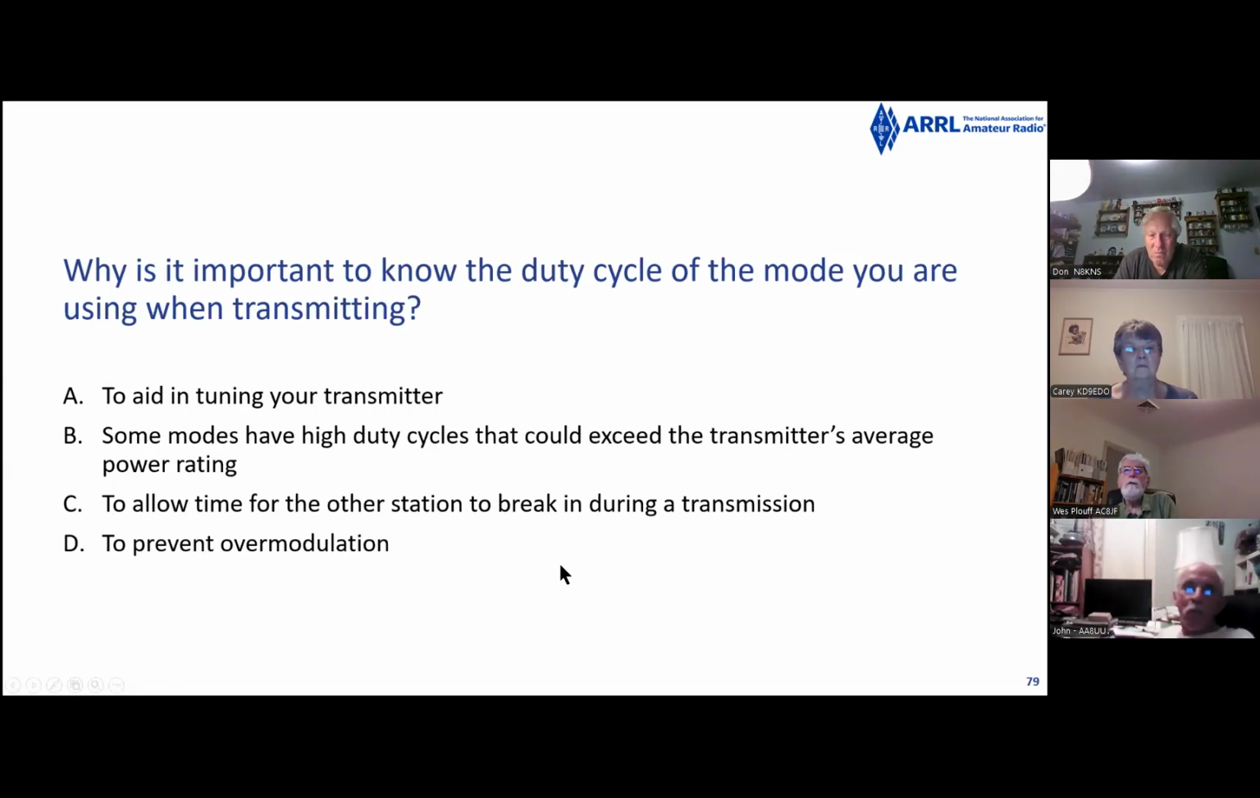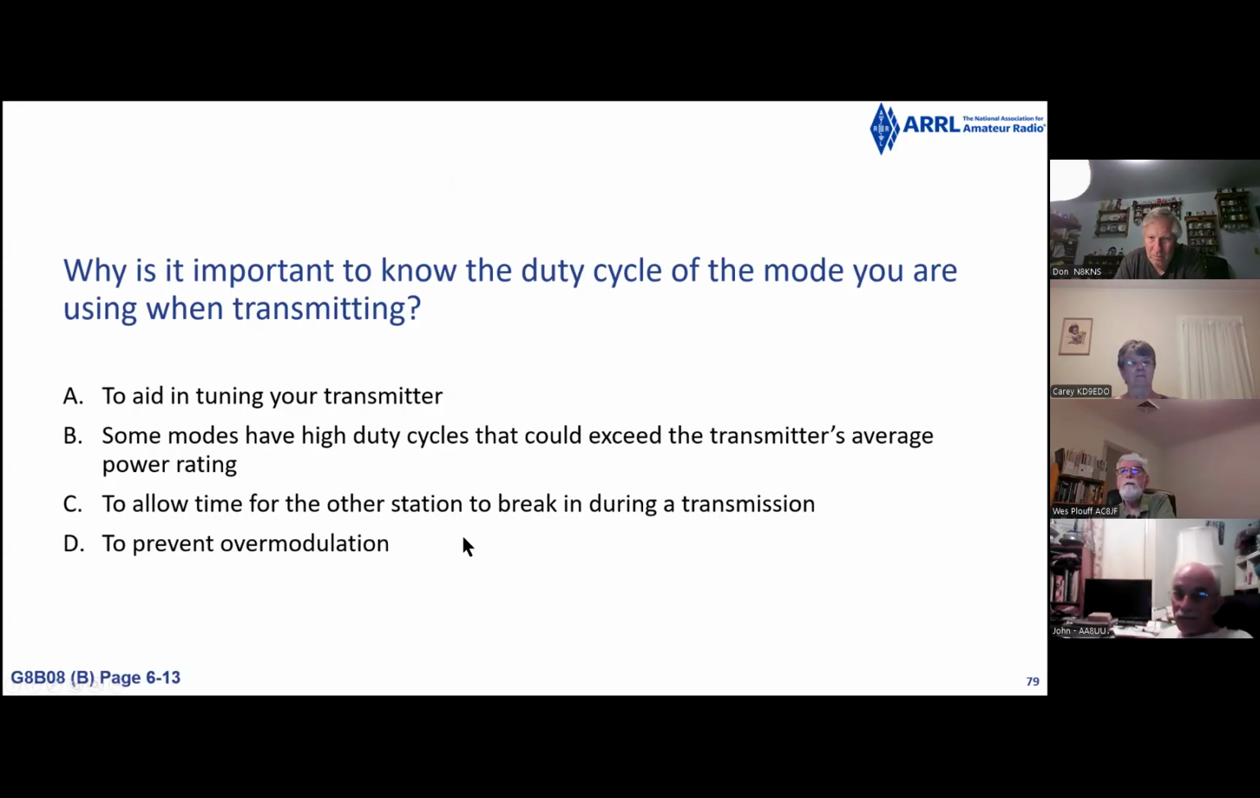Why is it important to know the duty cycle of the mode you're using when transmitting? A, to aid in tuning your transmitter. B, some modes have high duty cycles that could exceed the transmitter's average power rating. C, to allow time for the other station to break in during a transmission. Or D, to prevent overmodulation. Probably D. No, the answer is B, bravo.